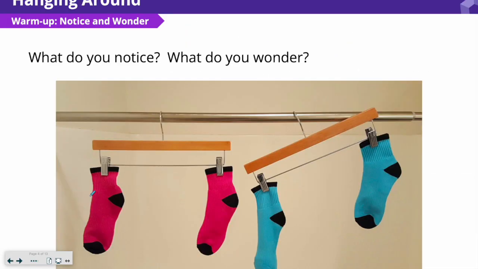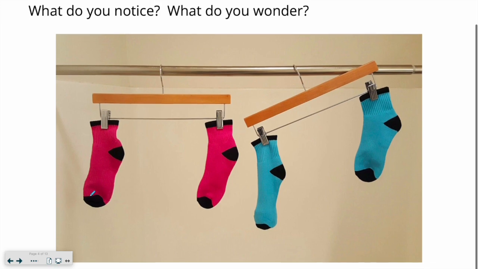And then we talked about some socks on hangers and what do we notice and what do we wonder. And the big thing we came up with here was that the red or pink socks here, it was balanced. The blue socks were not balanced. These two look the same. They're equal. This one looked different. This blue sock looked different. Almost looked like something was in it.